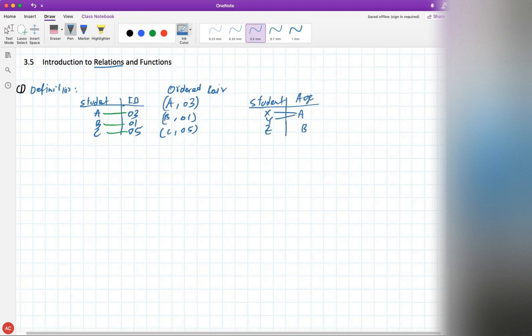Here, each student has exactly one ID. Student B has exactly one ID. It cannot be two IDs, like I said. One student cannot have two IDs, and two students cannot share the same ID. For example, student A and student B cannot share one ID. That's not possible. But they may share something that can be shared by two people, for example, the age. Two or more students can have the same age. So that's also a relation.